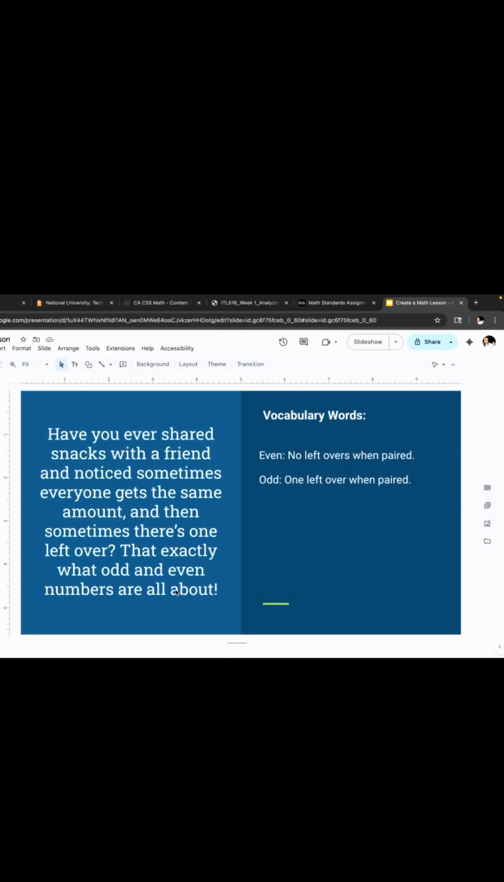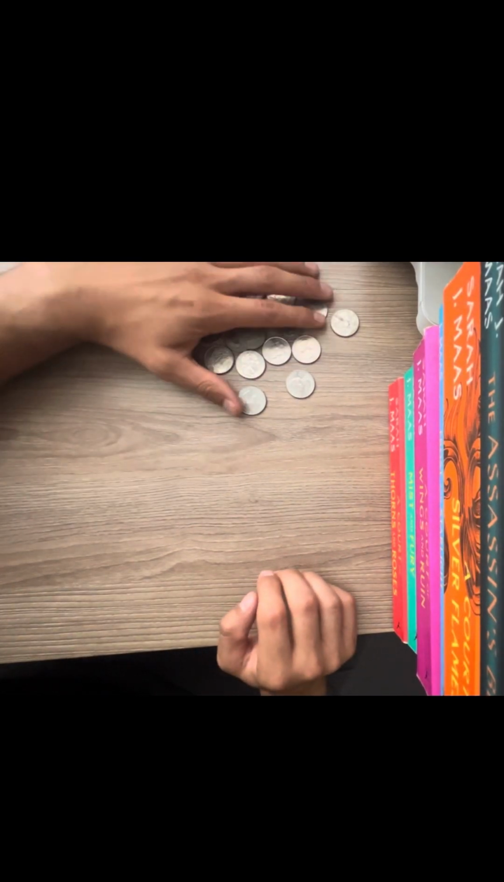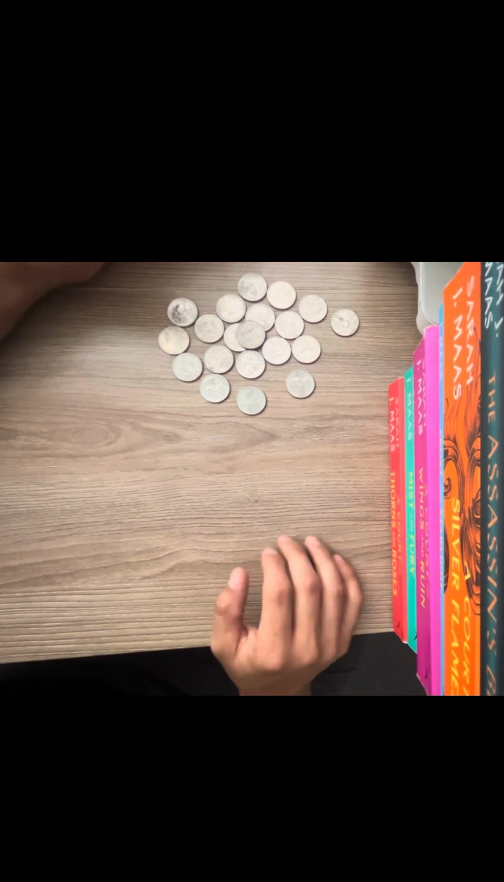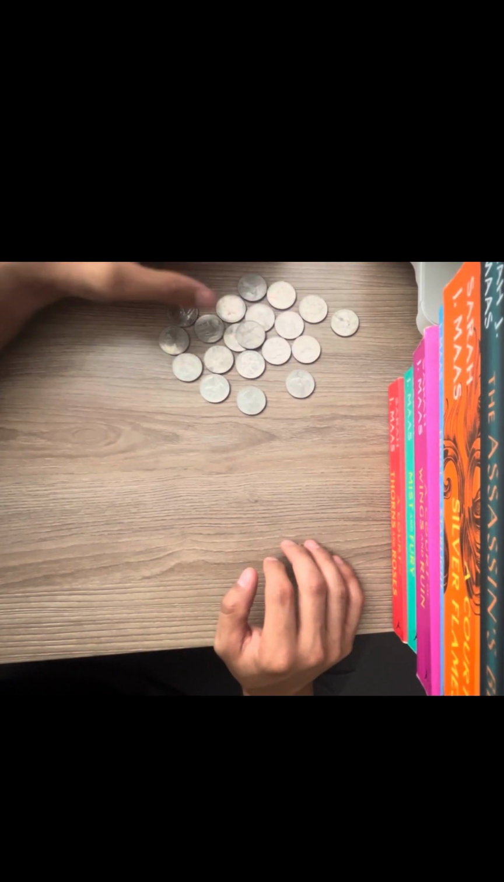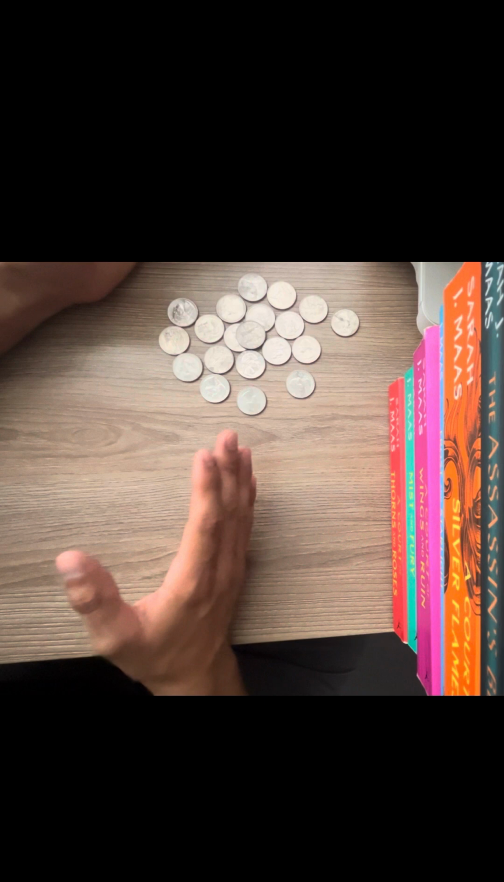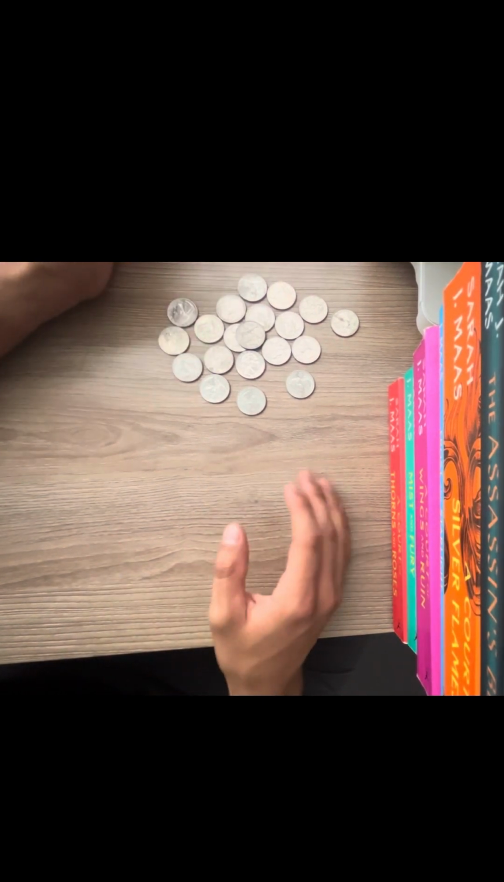But if there were 4 Oreos in total, that would make an even number, a pair, 2 and 2. You both get the same exact number. Okay, so for this part of the lesson, the material we're going to use is coins. But at home, if you want to practice, you don't have to use specifically coins. You can use possibly marbles or paper clips.